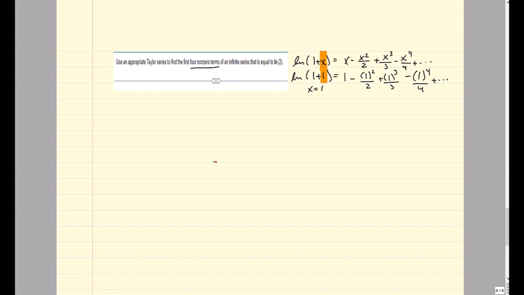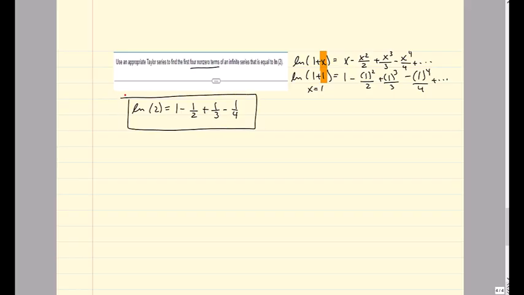So let's go ahead and rewrite then. So we have the natural log of 2 is equal to 1 minus 1/2 plus 1/3 minus 1/4. Those are the first 4 terms. The first term is a positive 1. Second term is a negative 1/2, and remember you can write that as plus a negative 1/2 if you want, but those are my terms. So that's another application of Taylor's series.